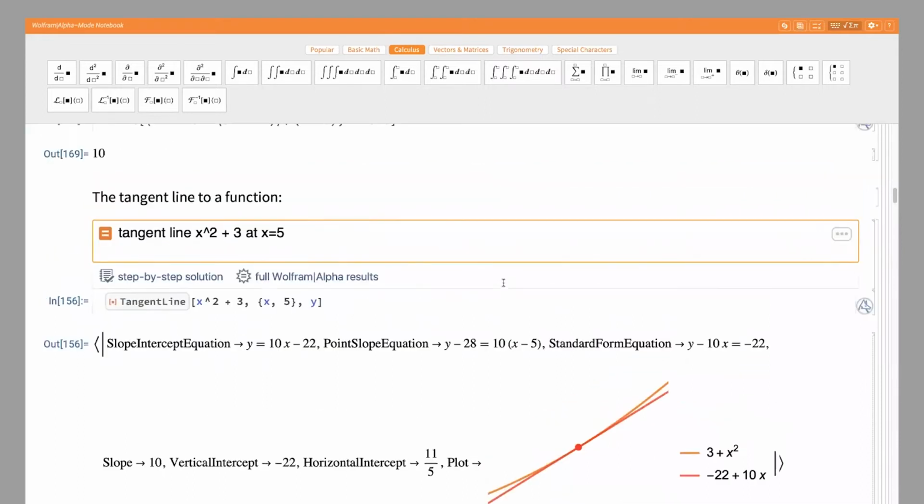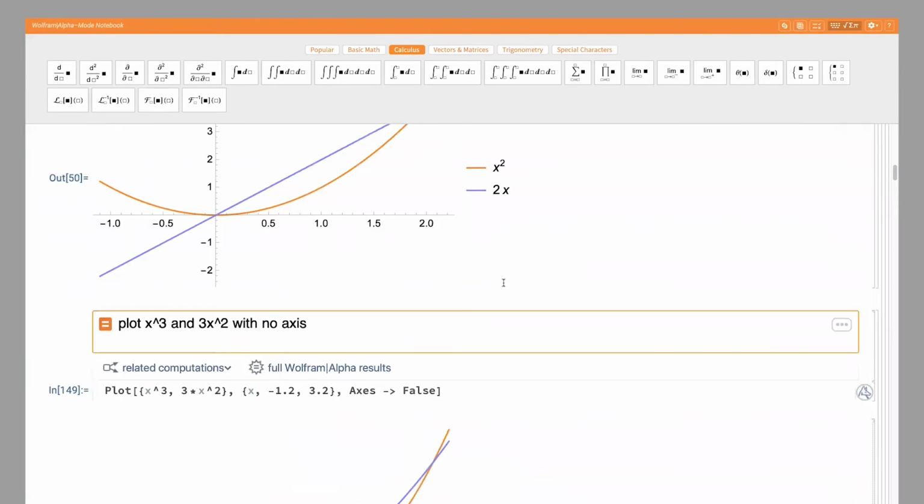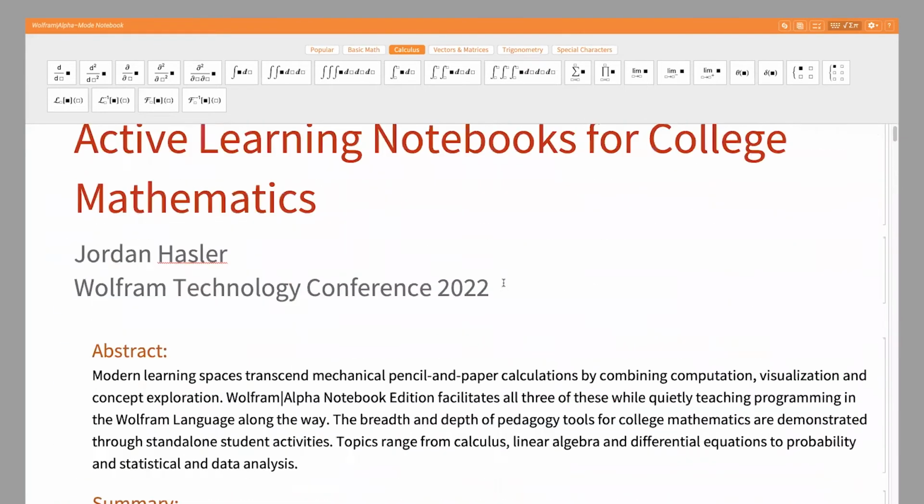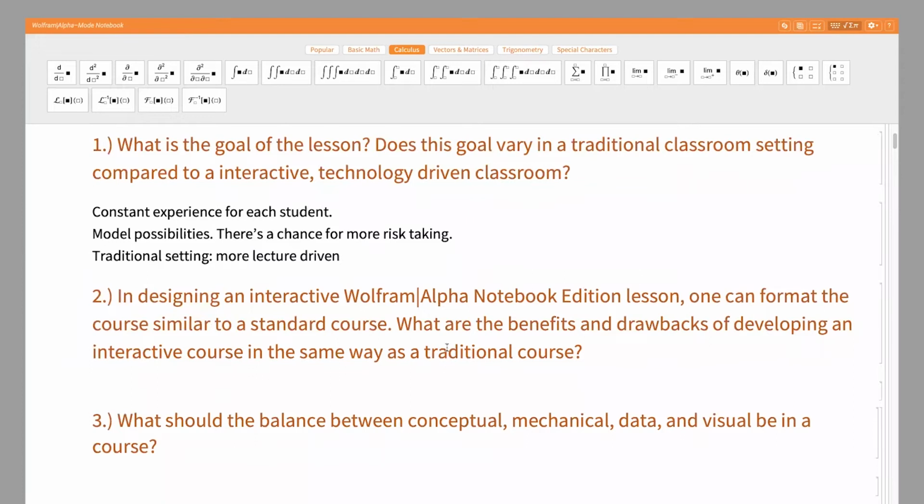That's going to lead me to my next question that I wanted to ask everyone here. In designing our course, we can format it as we would a traditional course, where you're computing out the limits by hand, and we'll also be able to develop a course from a more conceptual viewpoint. Before we get into that conceptual viewpoint, I wanted to get your feedback on what you think the benefits and drawbacks would be of developing an interactive course in the same way as a traditional course. Back here.